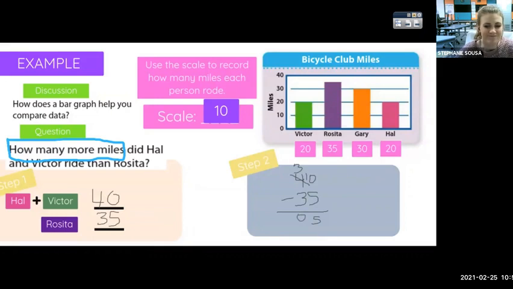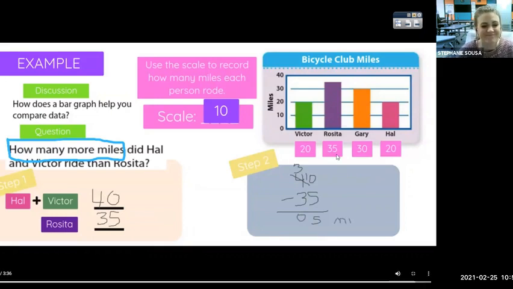So I know that Hal and Victor rode 5 more miles than Rosita.